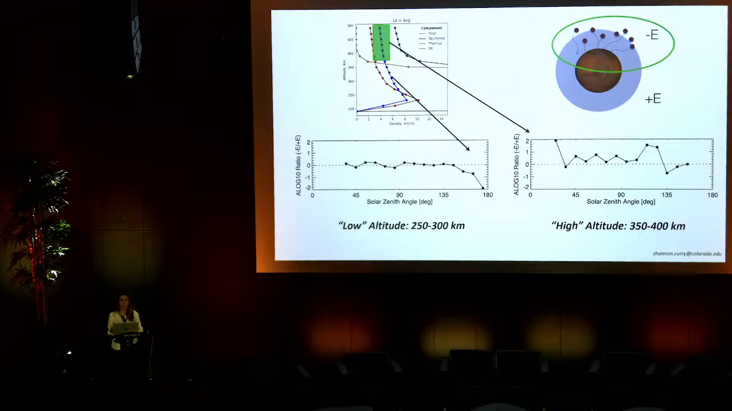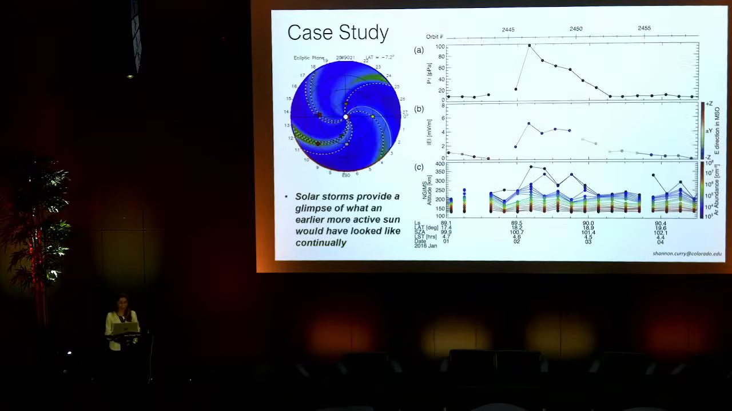And again, argon, an inert noble gas, we're seeing an enhancement with the solar electric field. And there's only one way to explain this, and that's through sputtering. So finally, we actually caught sputtering in the act, which we were very excited about.